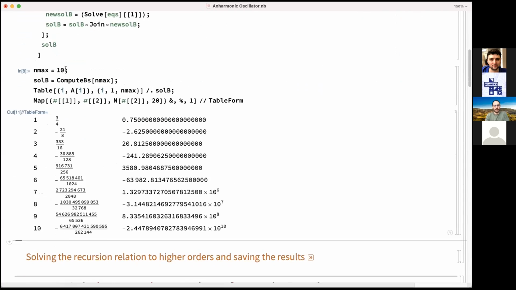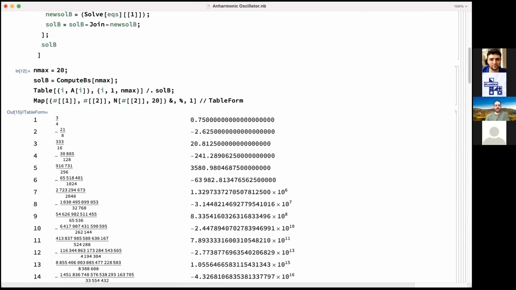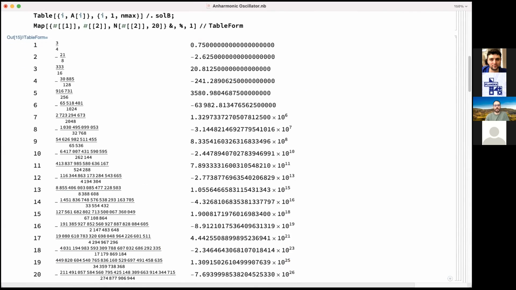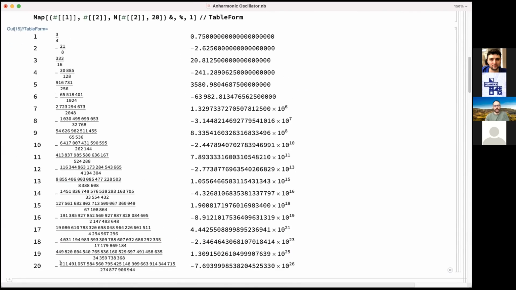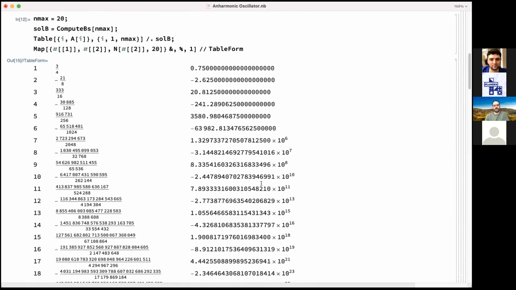So you see, for the first 10, I can show you the first 20 is like instantaneous on my laptop. And you see that A20 is this gigantic rational number, which is 10 to the 26. Okay, so that's the data you get.